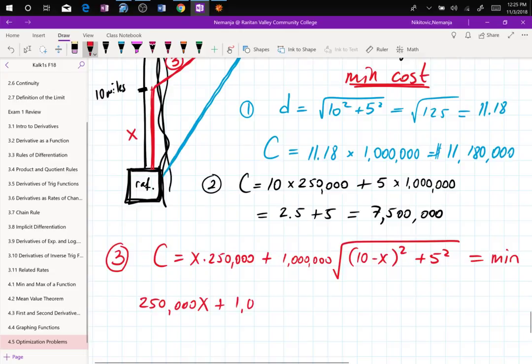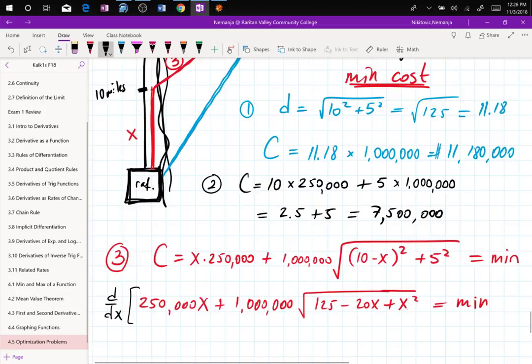250,000x plus 1 million times the square root. I'm simplifying here, this is 100, and plus 25 is 125, minus 20x plus x squared when you FOIL, and add 25. Hit this with the derivative and you're done. You have your x. So hit this with the derivative, d/dx.